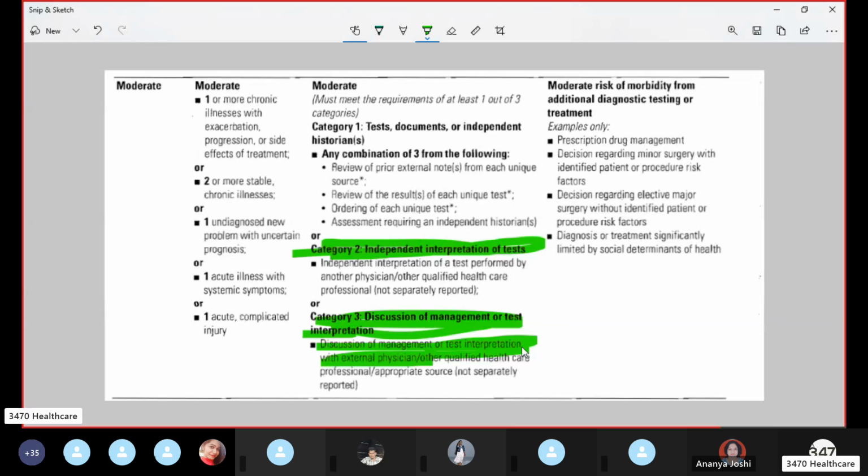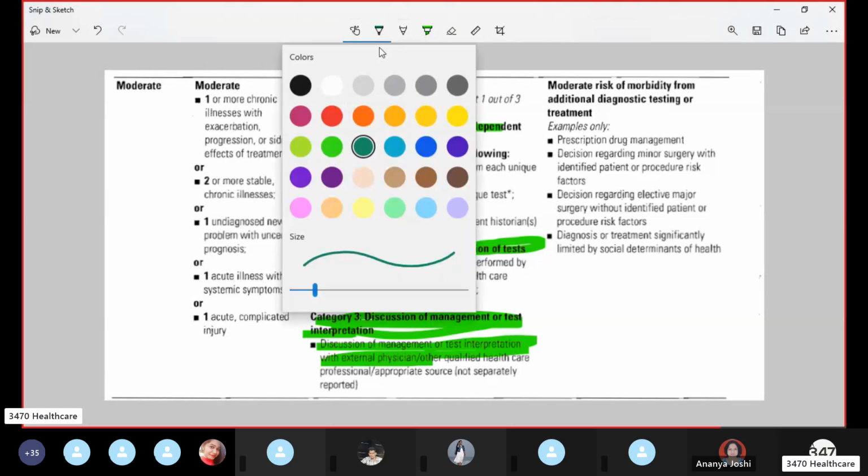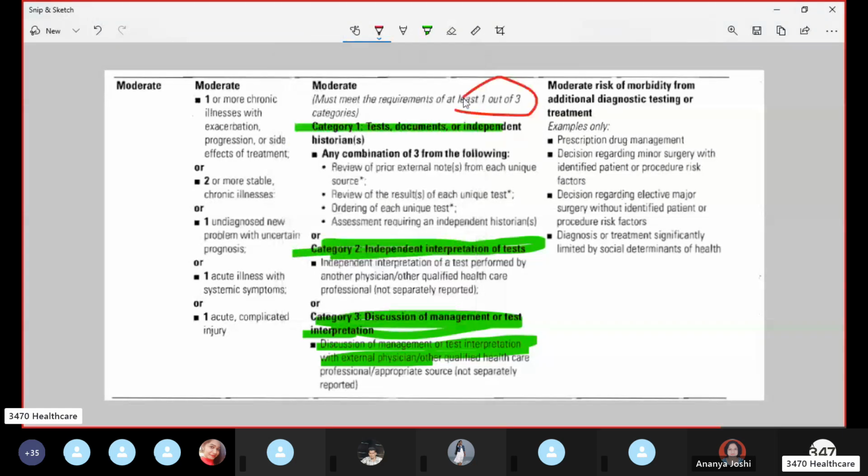Okay, so there are 3 categories. If any one category is met, what is the MDM? Very good. 3 categories, any one category met, that is 1 out of 3. It is moderate.